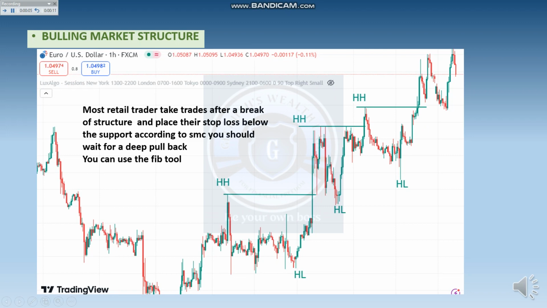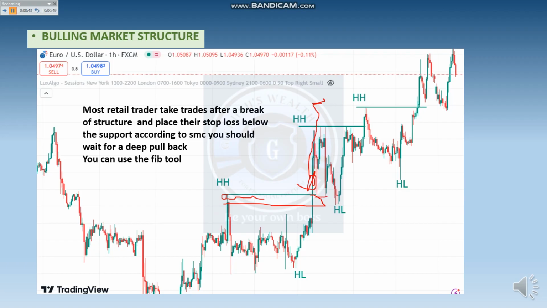So most retail traders trade after a break of structure, and they put their stop loss below the low, the support. According to SMC, you should wait for a deeper pullback. You can use the fib tool. So what I mean by this statement is that most retail traders, if they see a break of structure, jump into the market and start trading toward the trend of the market, and then you find that they put their stop loss below the support, which is below the resistance that has been broken.